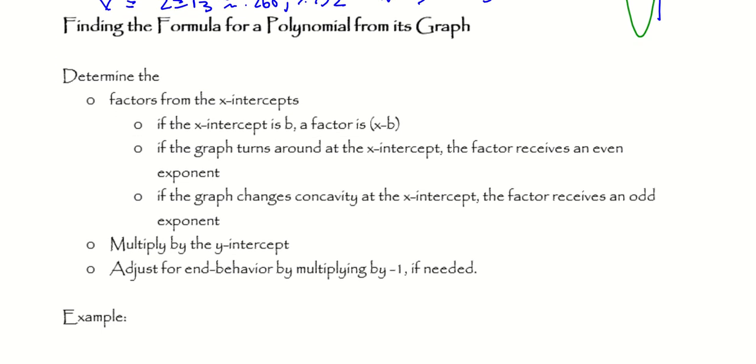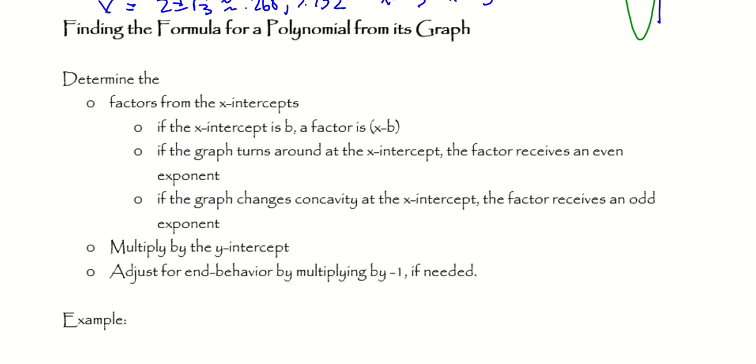Now we're going to go the other direction, where we find the formula for a polynomial from its graph. We're going to start with the x-intercepts and find factors from those. If the x-intercept is some number b, then the factor is x minus b. So if the x-intercept is a negative number, you would do x minus a negative, which would be plus.